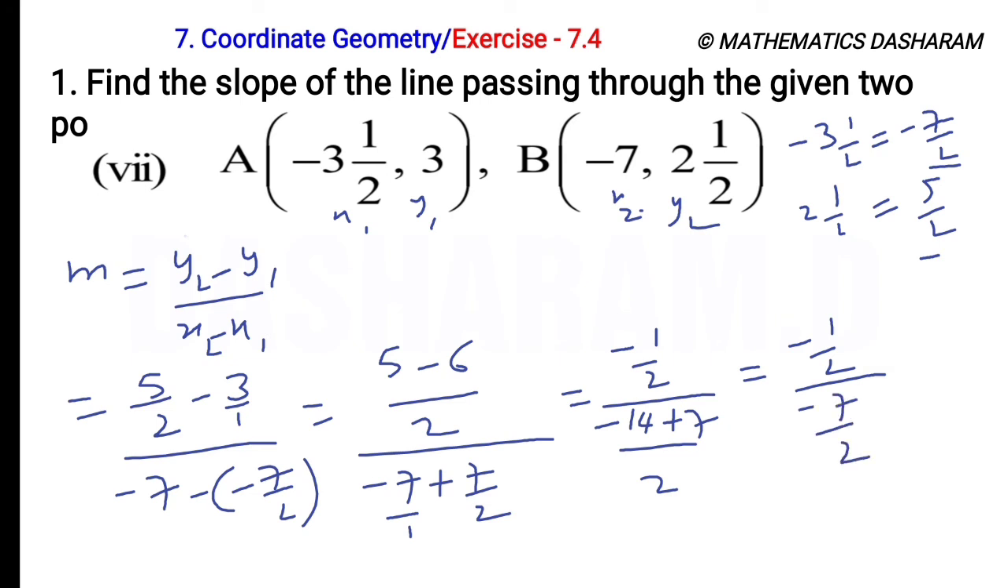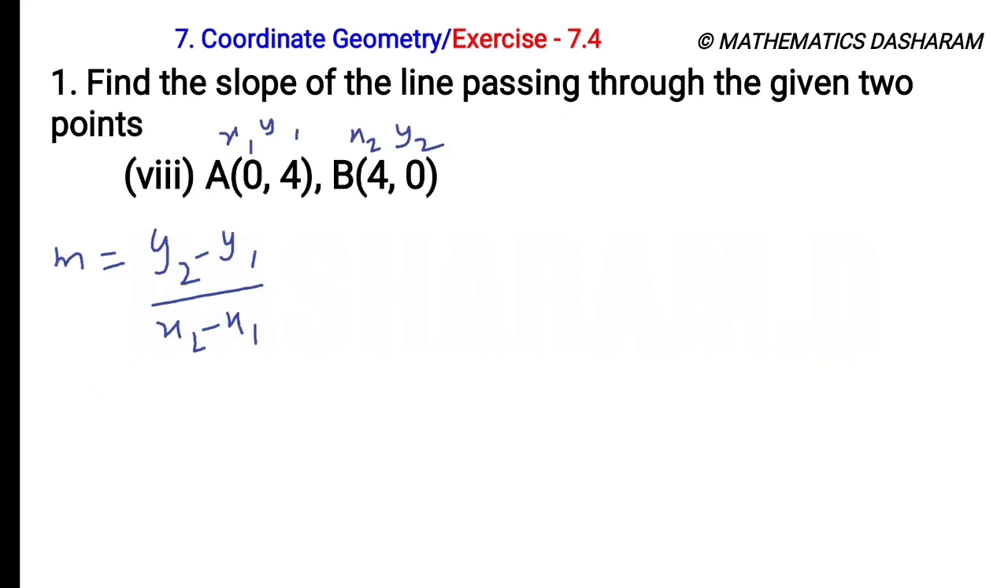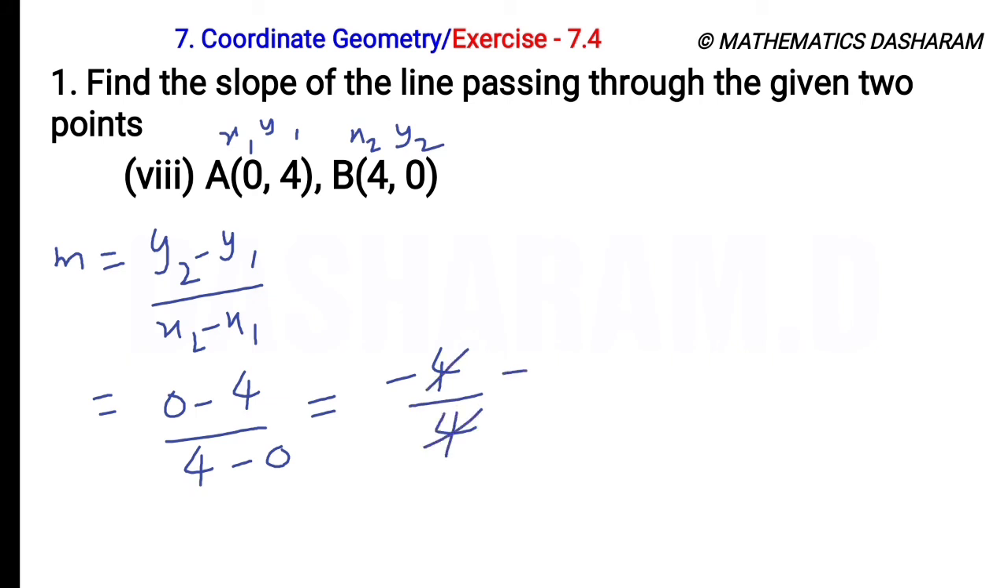So then it equals, so here 2 cancels and minus minus also cancel. So it equals 1 by 7. So the last problem, the 8th one, A 0 comma 4, B 4 comma 0. So then y2 minus y1, so 0 minus 4, divided by x2 4 minus x1 0. 0 minus 4 is minus 4, 4 minus 0 is 4, 4 and 4 cancel, so minus 1 is the slope of the line.